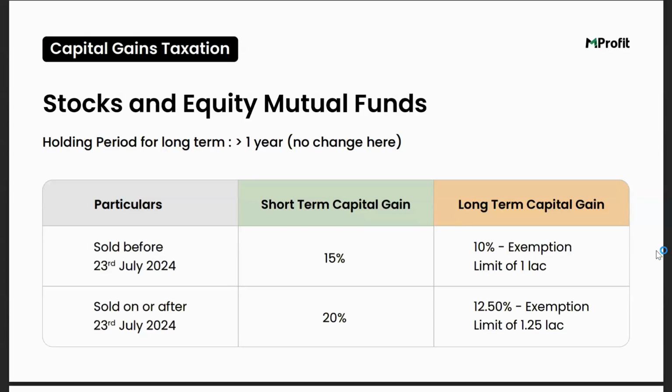So, if you're selling it before 23rd of July, for short term, it will be 15% and long term 10% with the exemption limit of 1 lakh rupees. If you're selling it on or after 23rd of July 2024, the short-term gain will be taxed at 20% and the long term will be taxed at 12.5% with the exemption limit of 1.25 lakhs.